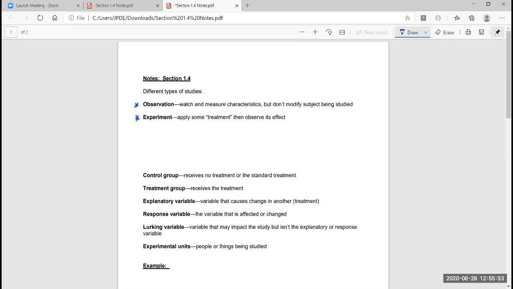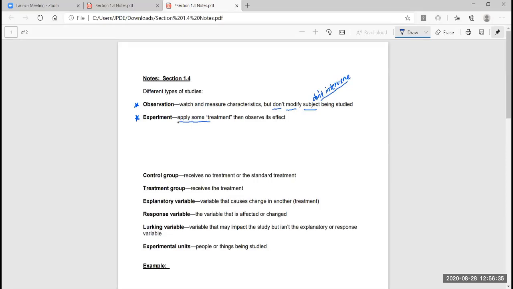In an observational study, all you're doing is observing. You're watching and you're measuring characteristics of whatever you're studying, but you don't modify the subject being studied. That means you do not intervene at all. You're only observing. Okay? So I'm going to say here, don't intervene. That's going to be a key distinction. In an experiment, you do intervene.